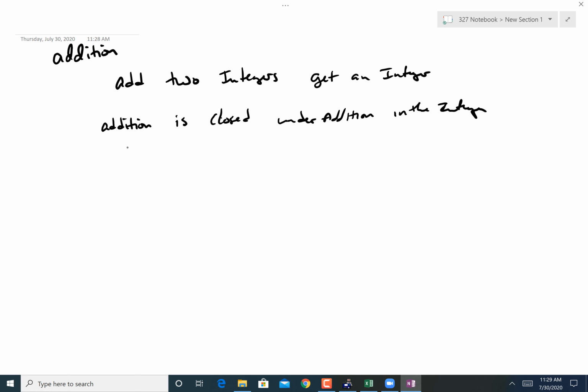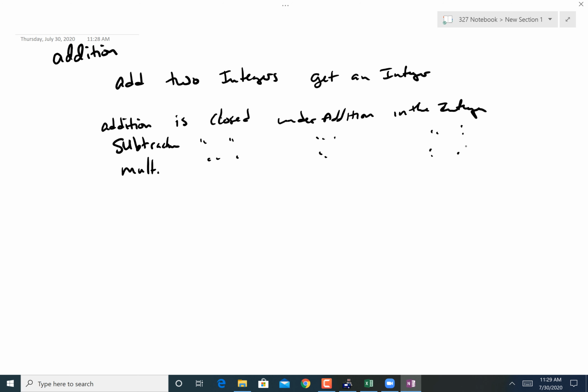Now that's true for addition, and subtraction. If you subtract two integers, that's also true. And multiplication. All three of them are closed under the integers. Multiply two integers, you'll get an integer. Subtract two integers, you'll get an integer. Oh, is that true for the natural numbers? No. 5 plus 7 is 12, but 12 is not a natural number.